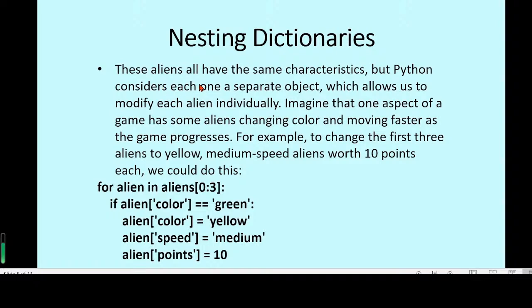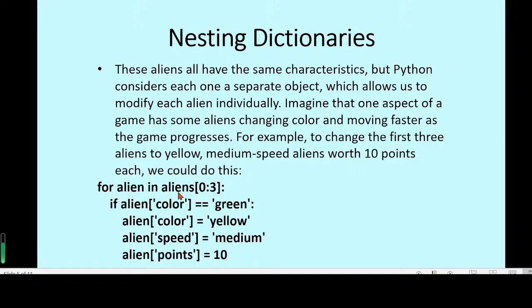So these aliens all have the same characteristics, but Python considers each one a separate object, which allows us to modify each alien individually. So imagine that one aspect of a game has some aliens changing color and moving faster as the game progresses. For example, to change the first 3 aliens to yellow, medium speed aliens worth 10 points each.